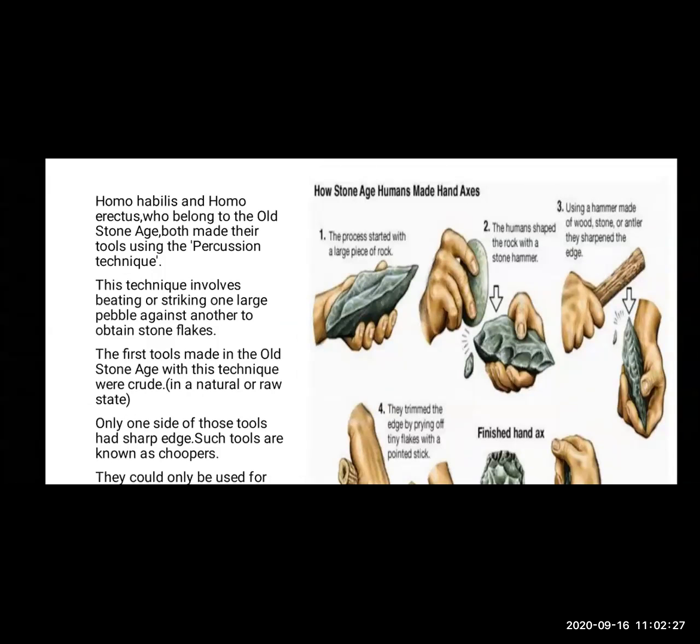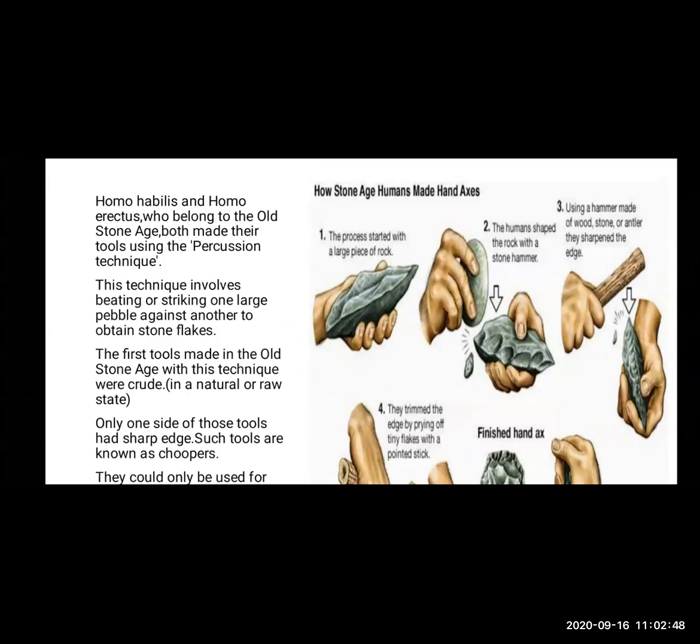Homo habilis and Homo erectus, who belong to the old Stone Age, both made their tools using the percussion technique. Okay, now we have learned about Homo habilis people, and we have also seen the Homo erectus people. Who are Homo erectus people? They were very strong compared to the Homo habilis.